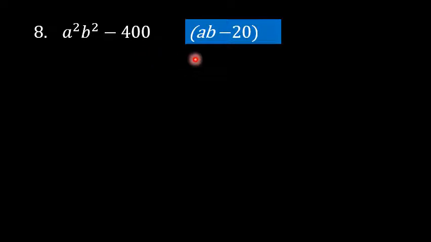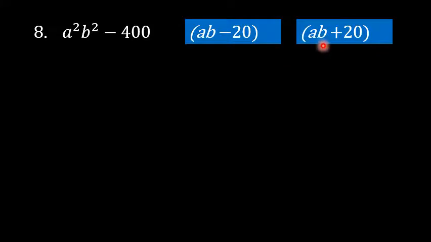Number A. A raised to 2, B raised to 2, minus 400. The answer, quantity AB minus 20 and quantity AB plus 20. We're going to direct the answer. So we know the pattern. So the A raised to 2 becomes the 2A, the other one here. And the B raised to 2, and this one, the other here. And the 400 is 20 times 20, that's 400. So the other 20 here and this one.